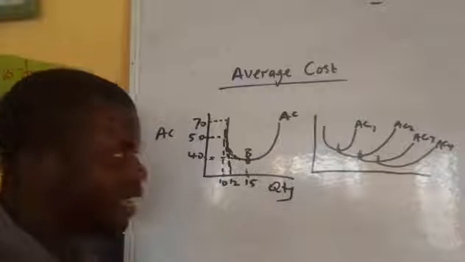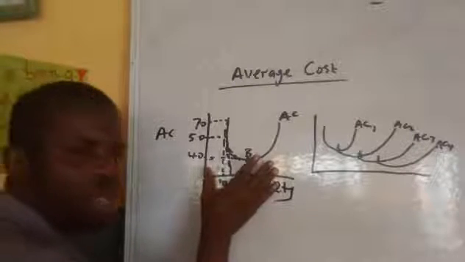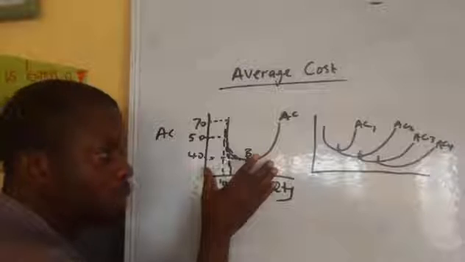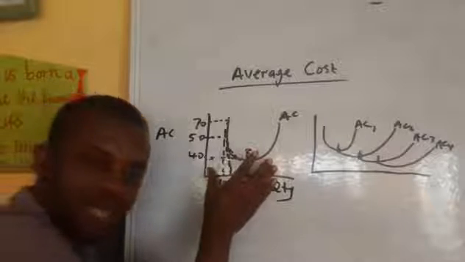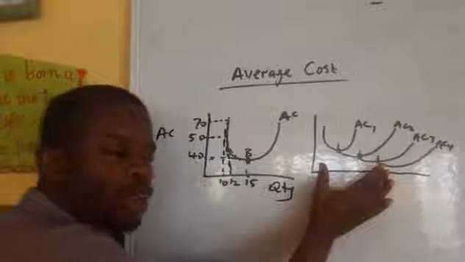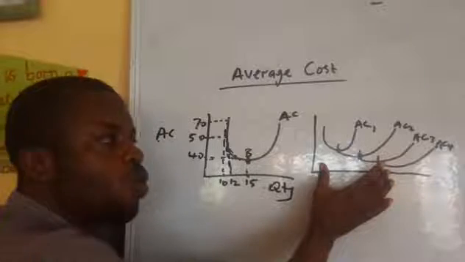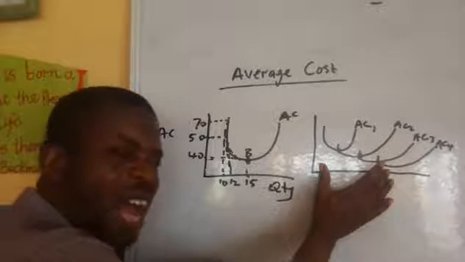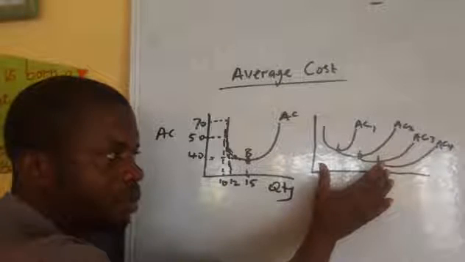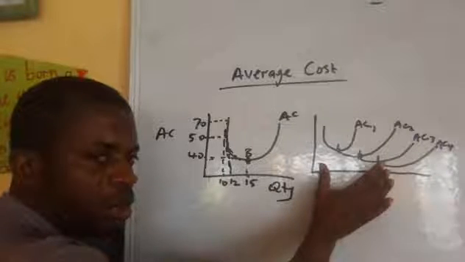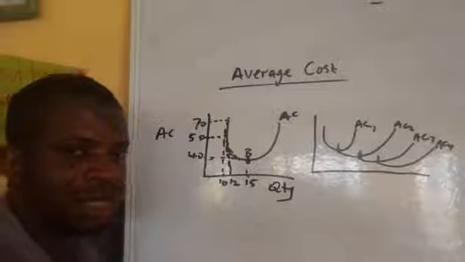Do you understand? So this one is the average cost curve in the short run, when at least one asset is fixed. This is the average cost curve in the long run, when all assets are varied. None of them is fixed anymore. Because that's the difference. Thank you.